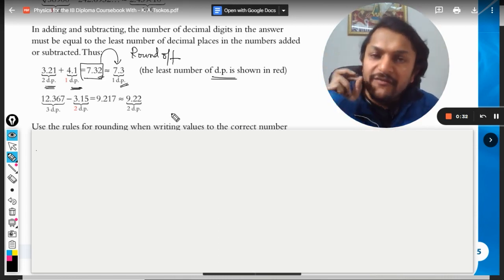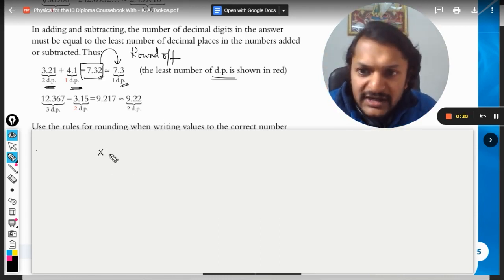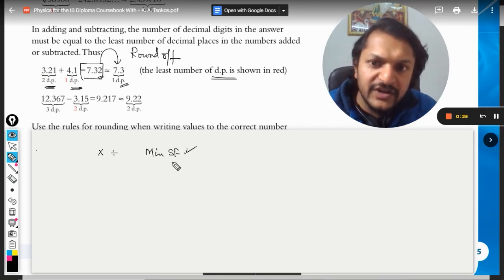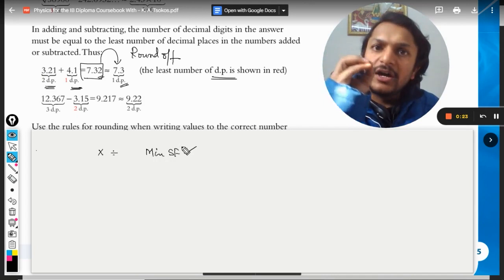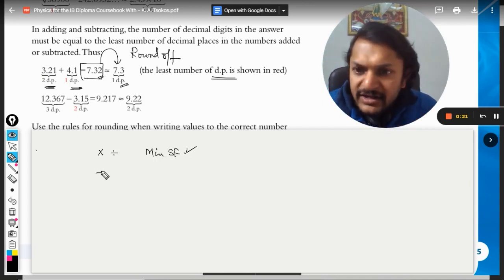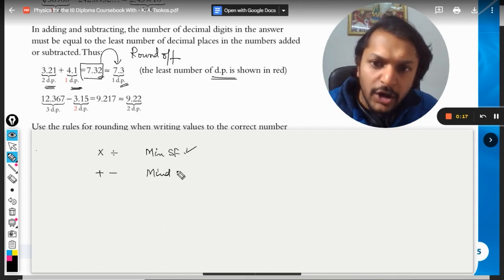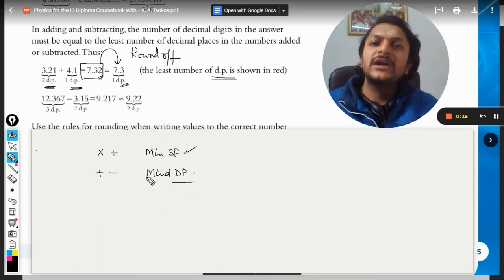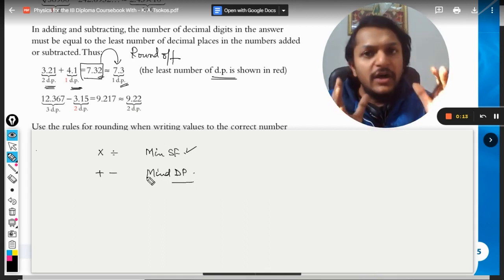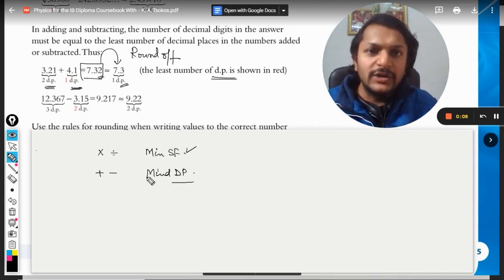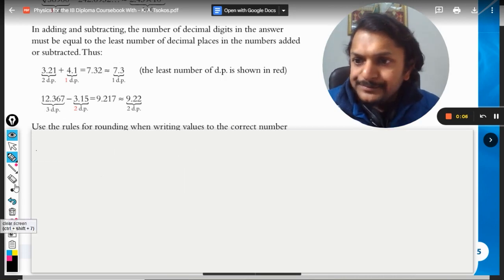In the present video, we have learned that in the case of multiplication and division, it is the minimum number of significant figures up to which we report our answer. And when it comes to addition and subtraction, it is the minimum number of decimal points. So according to how many decimal points there are, we give our answer. Okay, so let us move to our next video now.